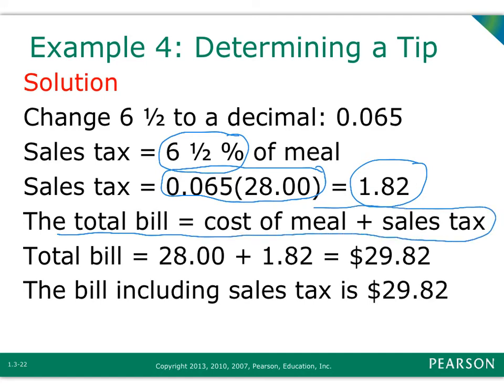This is our strategy right here, right? And our strategy is always the same for other problems with sales tax. So the total bill is $28 plus 1.82, which is $29.82. So that's our total bill.